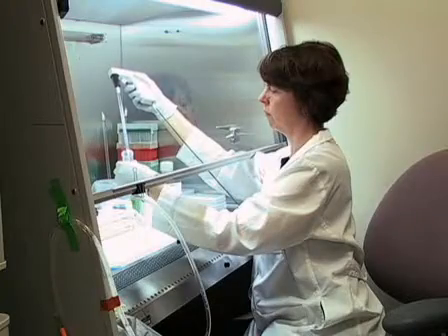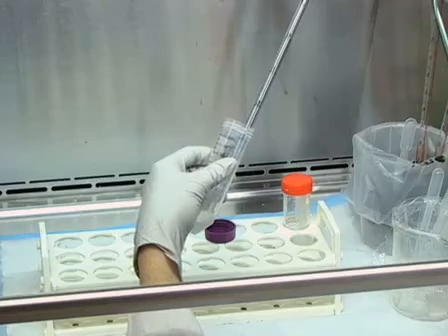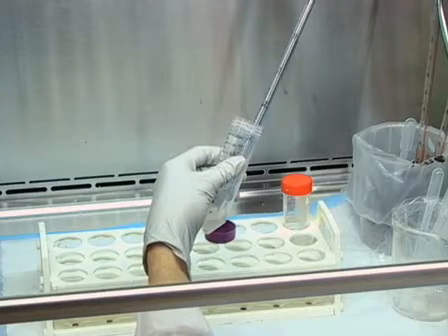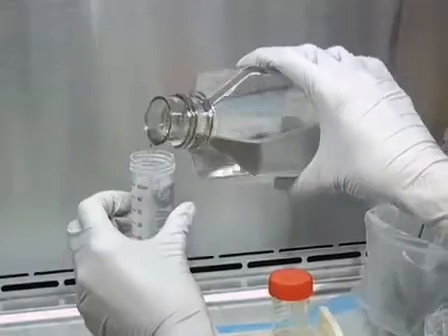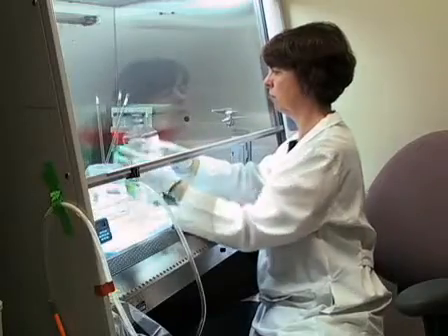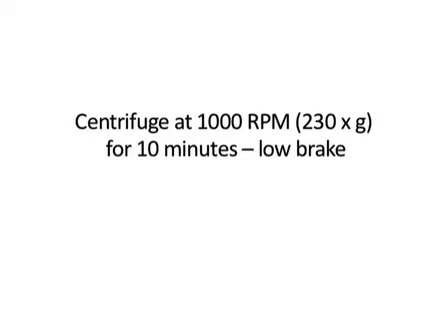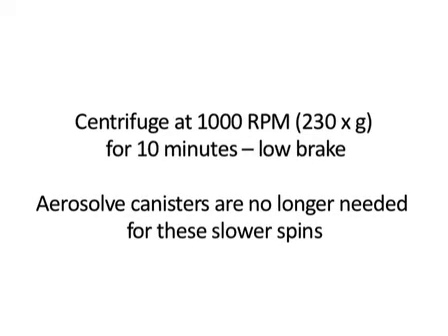Treat with hemolytic buffer by adding 5 to 6 milliliters to each tube and gently mixing to remove clumps. Incubate for no more than 5 minutes. Add PBS, bringing the total volume to 50 milliliters, and centrifuge at 230 times G for 10 minutes on low brake. Aerosol canisters are no longer needed for these slower spins.